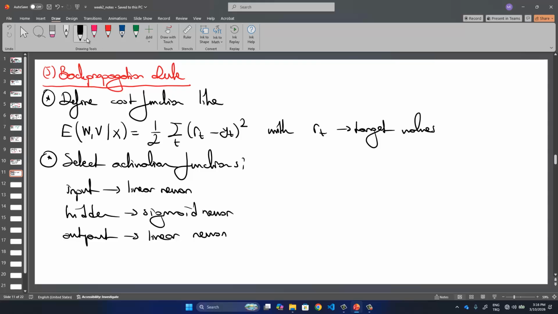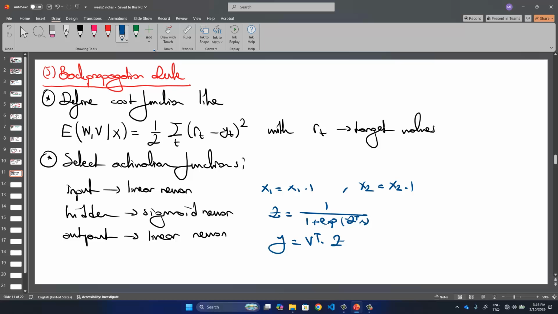So if we write these terms, x1 is equal to x1 dot 1, x2 is x2 dot 1. Okay. In the second layer, z is equal to 1 over 1 plus exponential term of theta x. Okay. And y is equal to v transpose z. Okay. That's it.